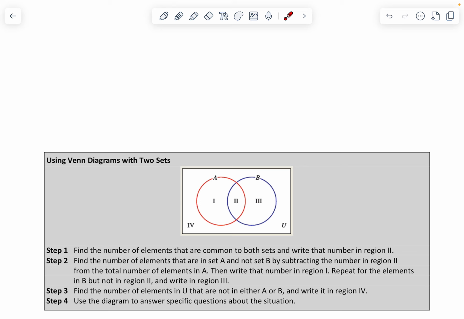Step 2, find the number of elements that are in set A but not set B by subtracting the number in region 2 from the total number of elements in A. Then write that number in region 1. And then repeat for the elements in B, but not in A, and write that in region 3. Okay? And step 3, find the number of elements in the universal set that are not in either A or B, and write that number in region 4. And then the last step is to use the diagram to answer specific questions about the situation.